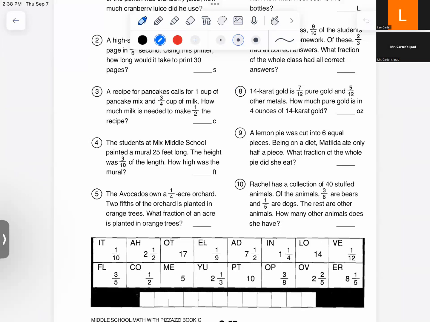All right, so these are all multiplication. All right, do notice that there's some distractor numbers like 14 karat gold. That 14 doesn't matter there. Okay, that's just the type of gold. Okay, and there's some things like that.